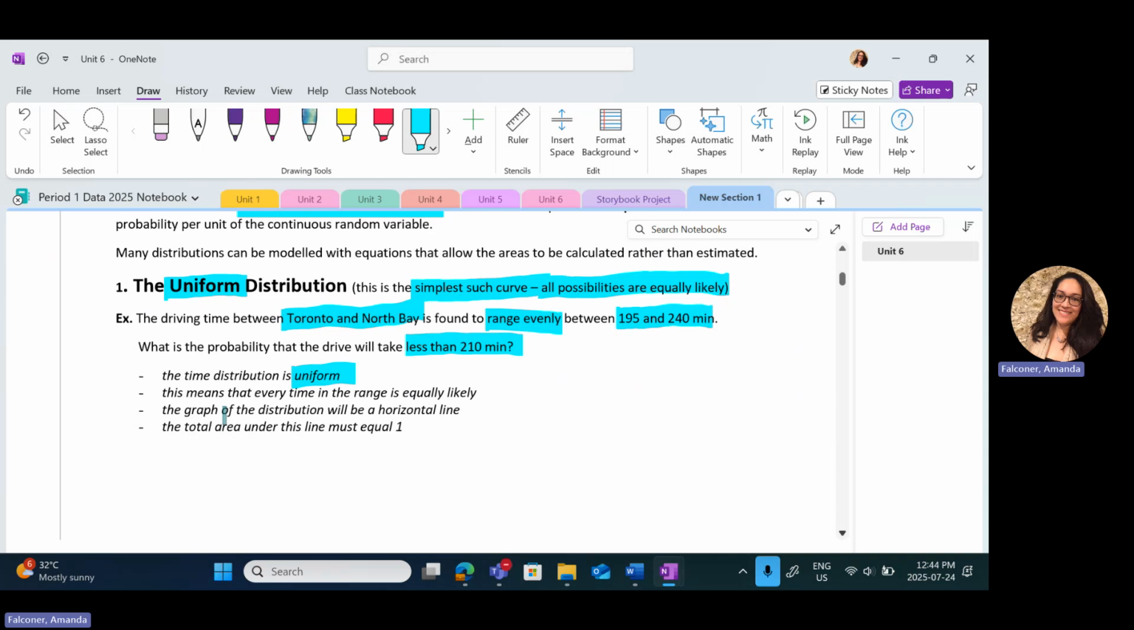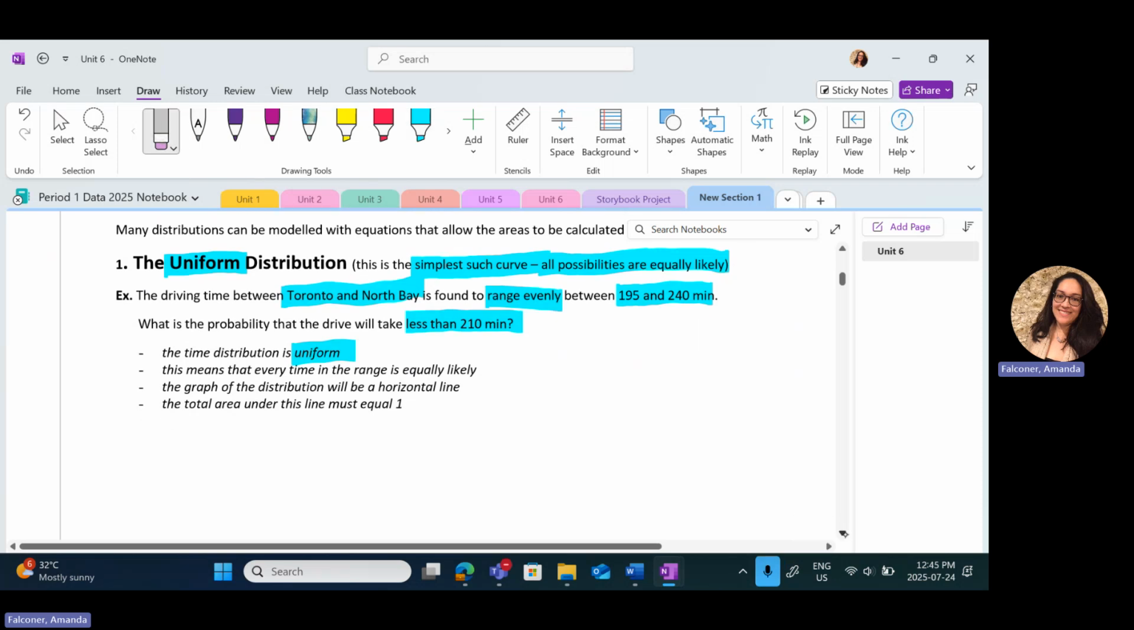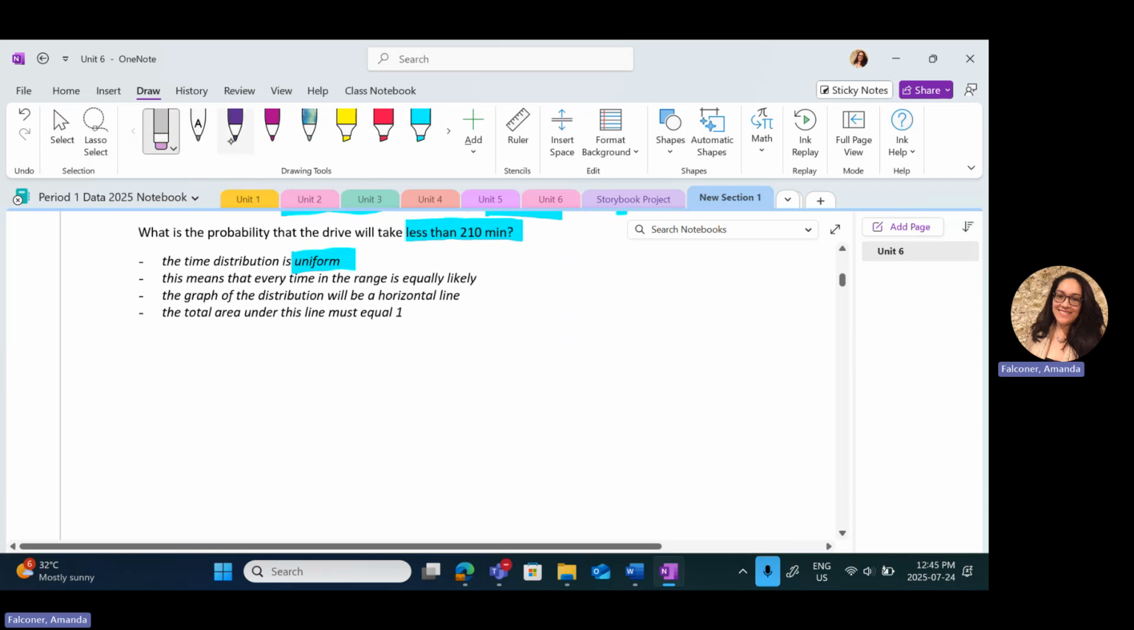So these little italicized bullets are just ideas that are going to help us to create the probability distribution as a graph. So that's what we're going to do first. I'm just going to move this down slightly. We're going to move and draw a graph. Let me just make this a little thinner.